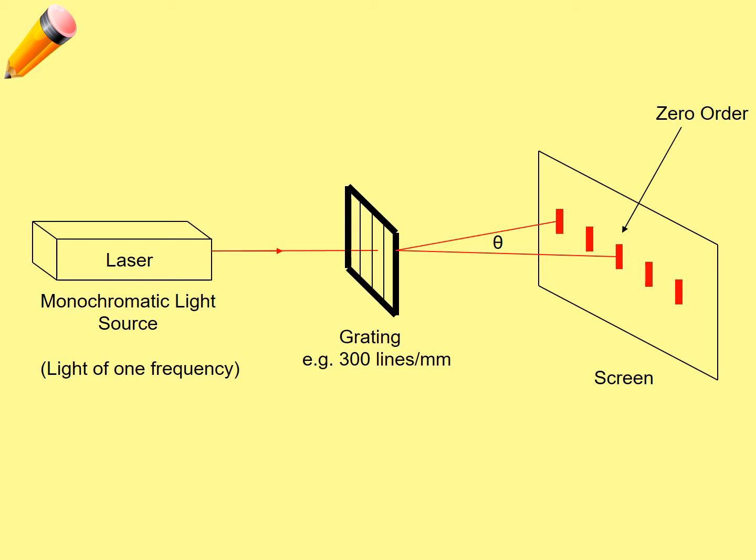We have a laser producing the monochromatic light source, going through a grating, and this causes an interference pattern to be seen on the screen. We see the brightest spot at the zero order maxima, and an angle theta can be measured between the zero order line and that maxima.